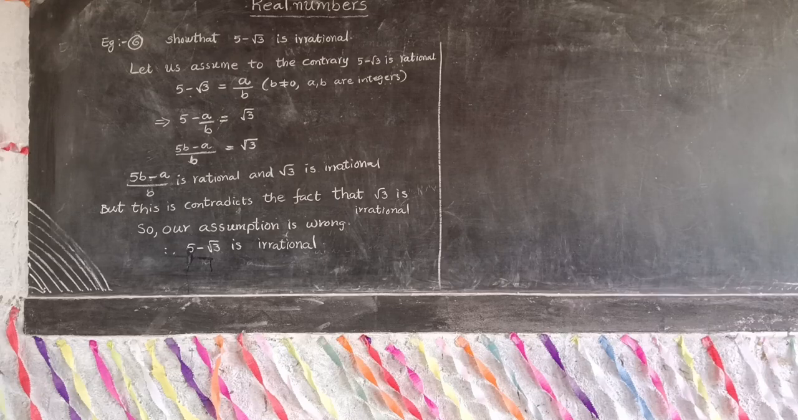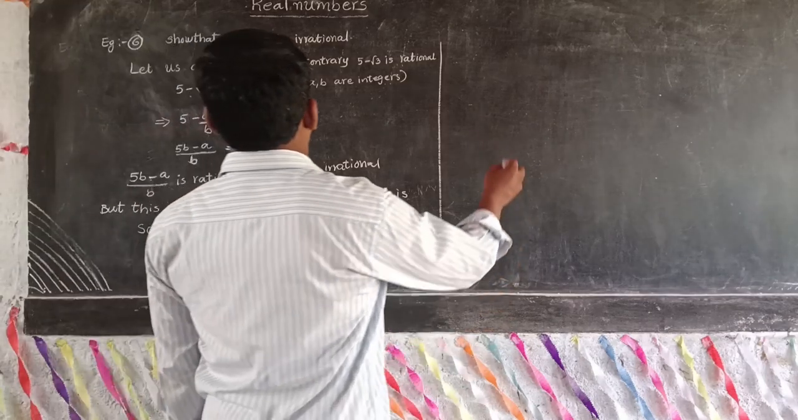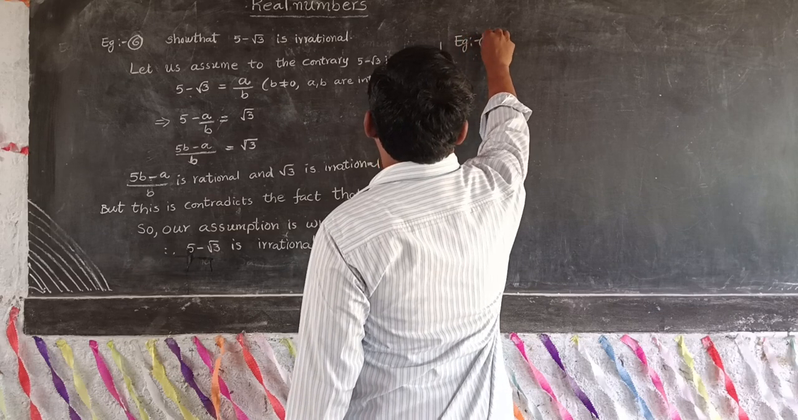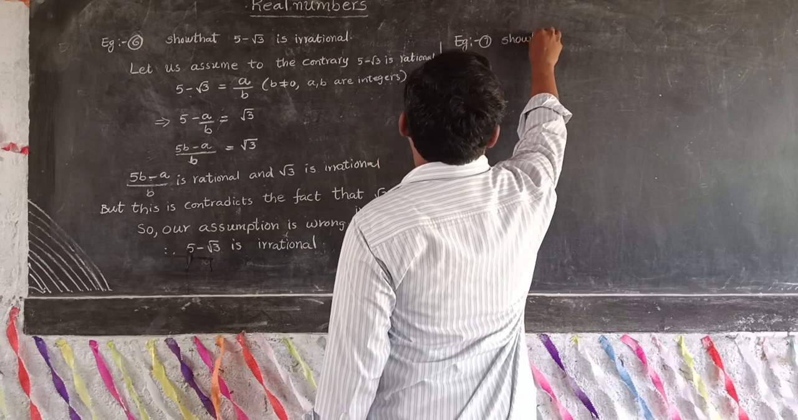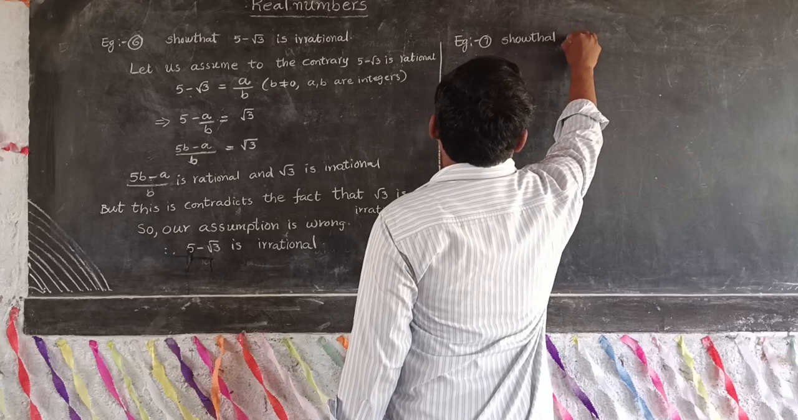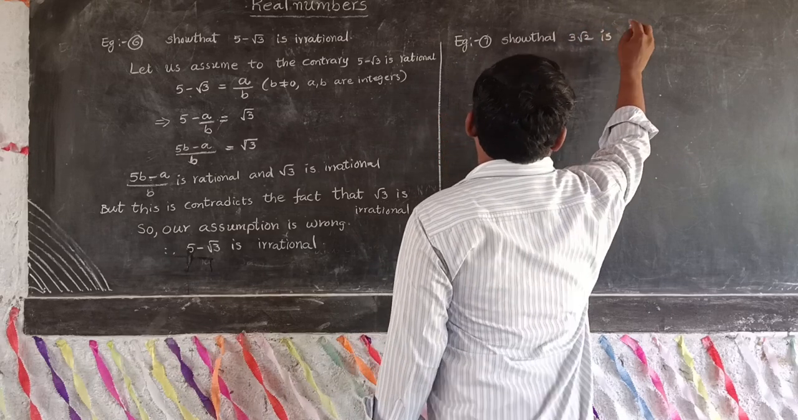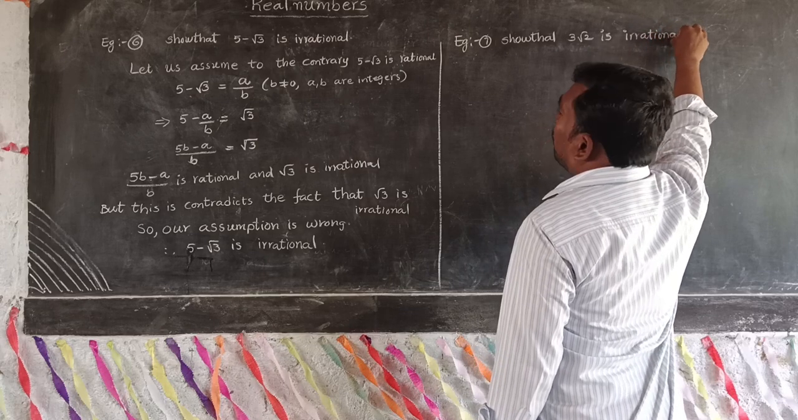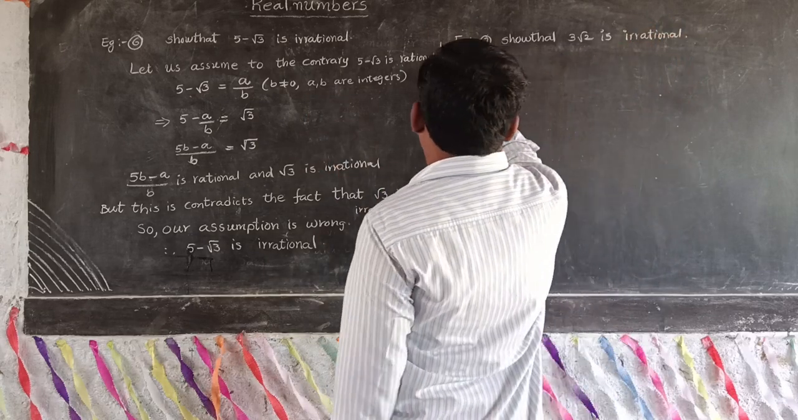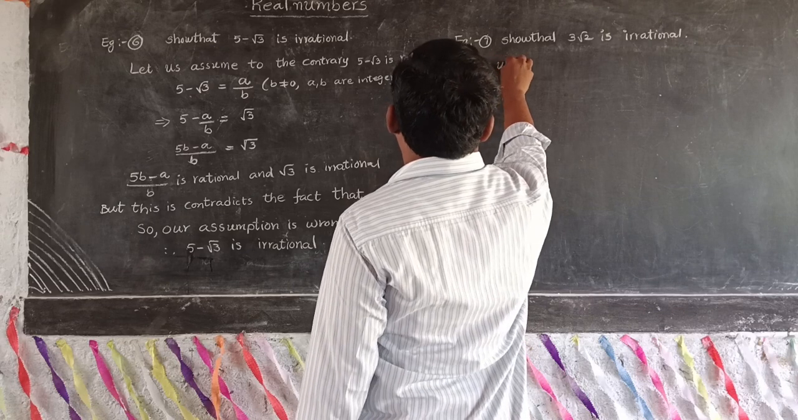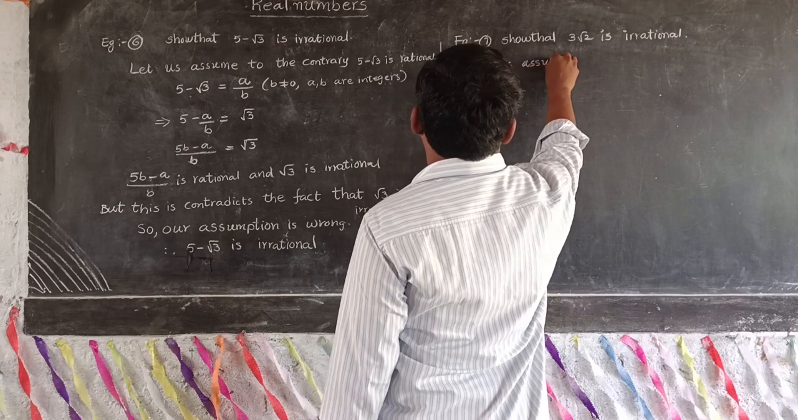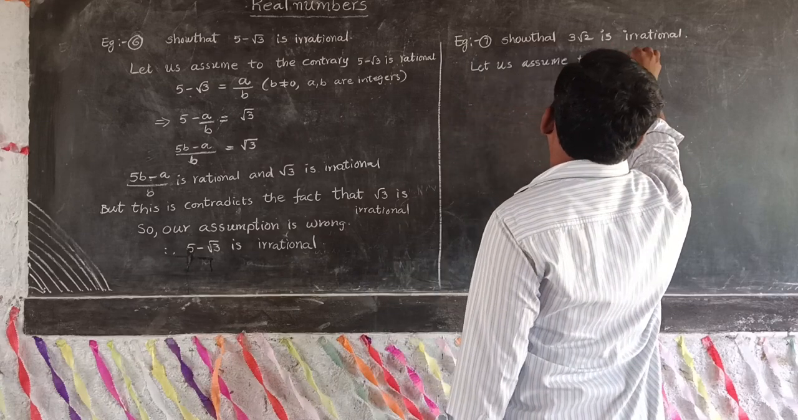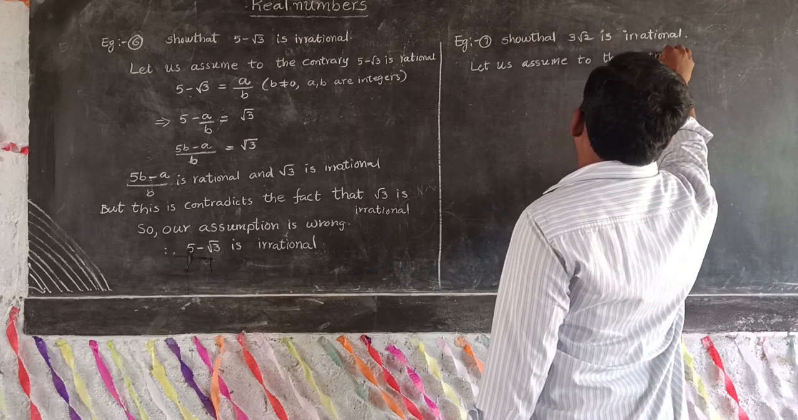Next, example 7: show that 3 root 2 is irrational. Same model. Let us assume to the contrary.